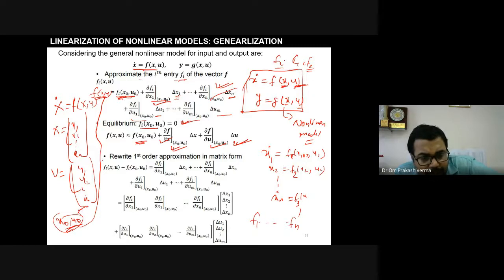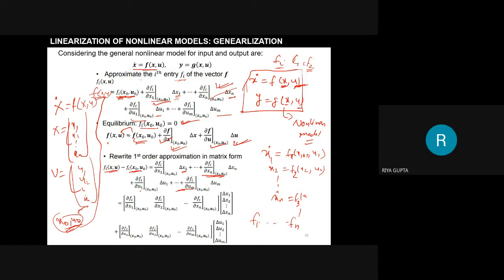So now we are just generalizing the equation: f_i(x, u) minus f_i(x naught, u naught) is equal to delta f of x1, and delta f of u1. And what you see here are all higher-order terms. Is it clear? Yes or no? Yes, sir.